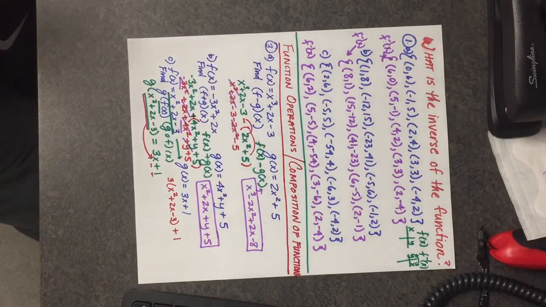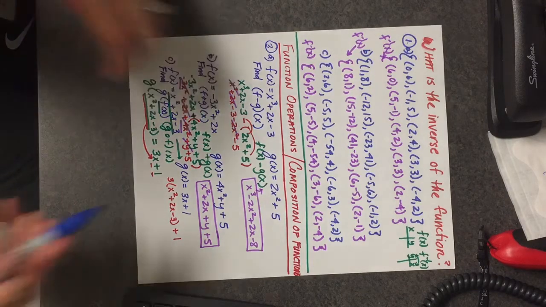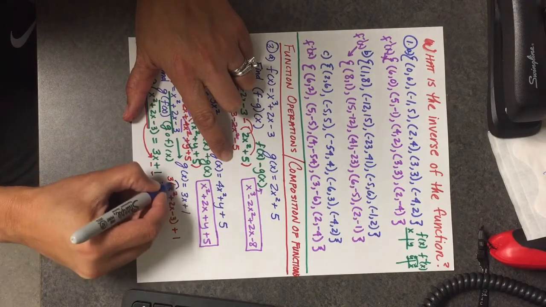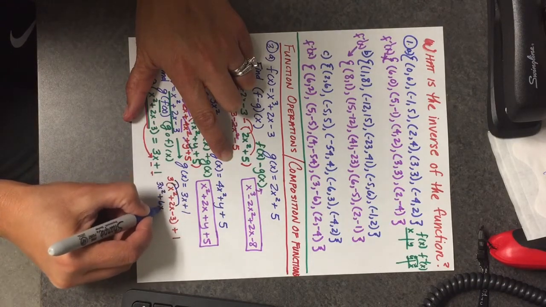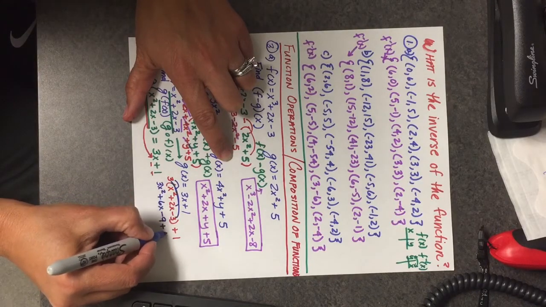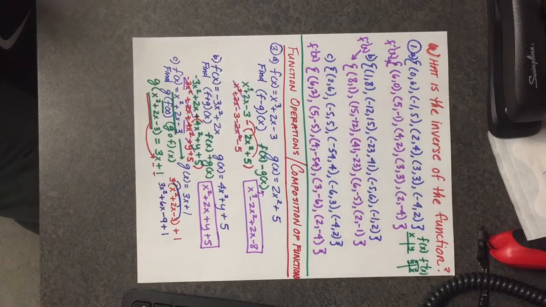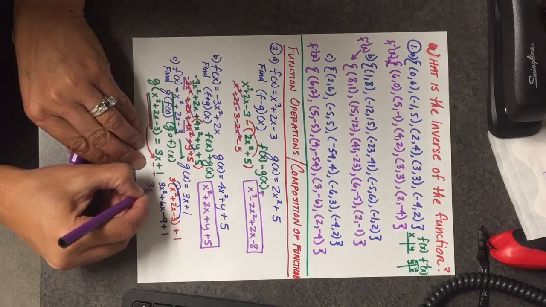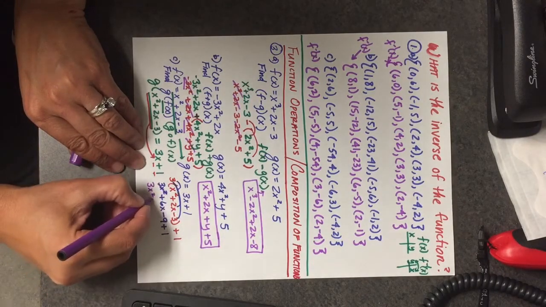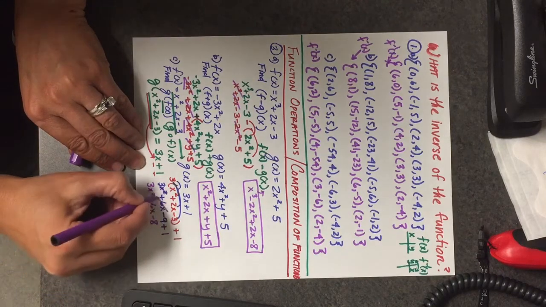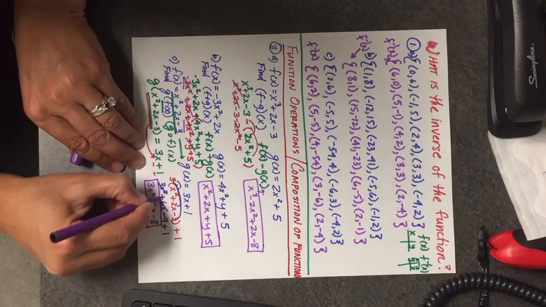So my next step is going to be the distributive property. I'm going to distribute, so I'm going to get rid of the 3. 3 times x squared is 3x squared. 3 times 2x is 6x. 3 times negative 3 is negative 9, plus 1. And then, of course, my last step is to simplify it as much as I can. So I have 3x squared plus 6x minus 8. And that is my final composition.